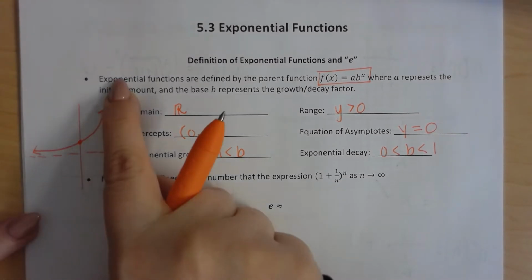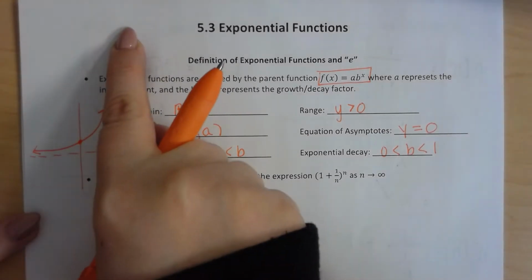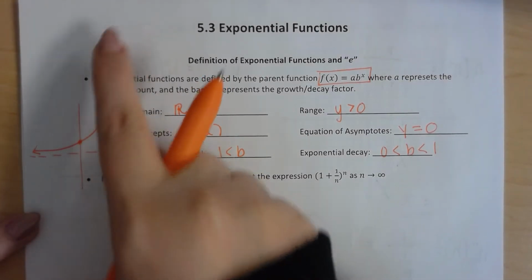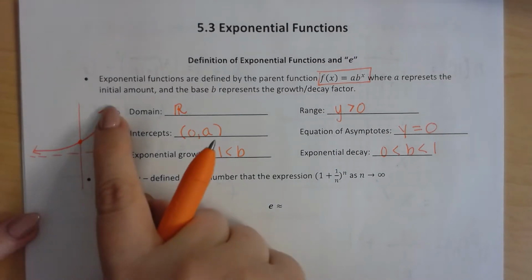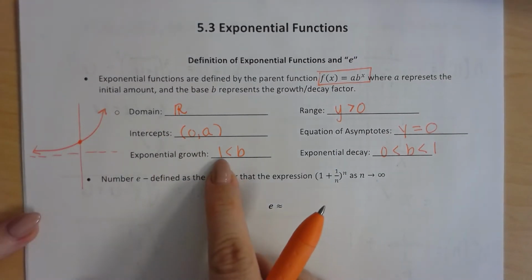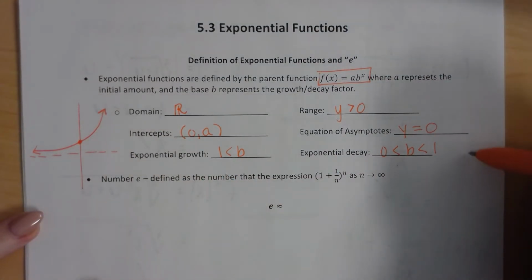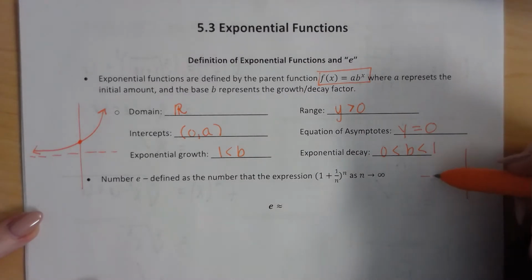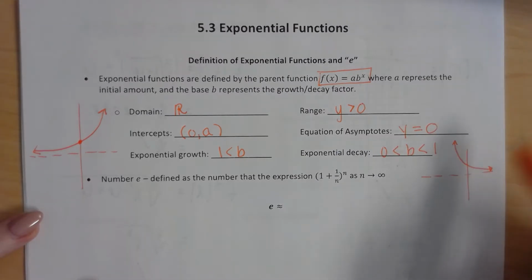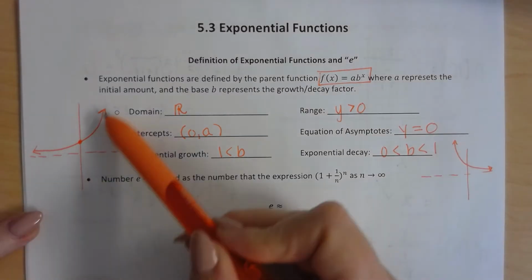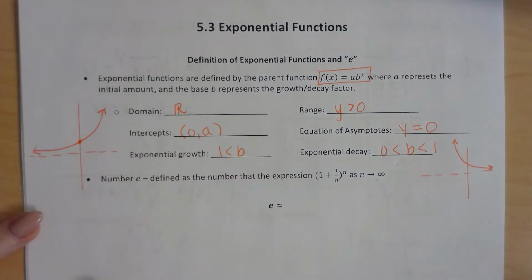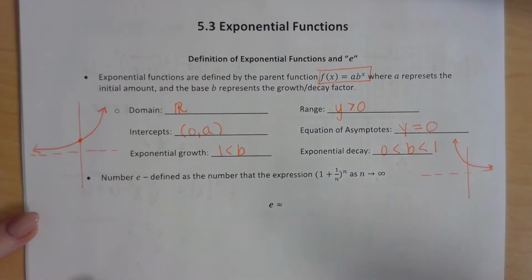This is a growth because it's getting higher as we go to the right. It's growing, so this would have a b value of more than 1. And exponential decay would go this way. It's getting really, really close to 0 as it goes to the right, instead of getting really big as it goes to the right.